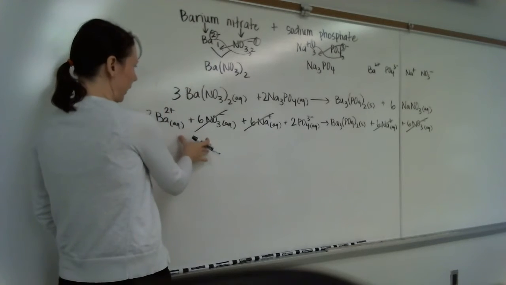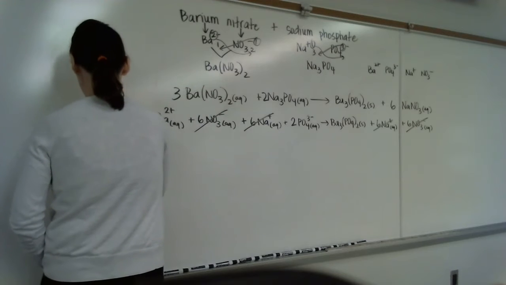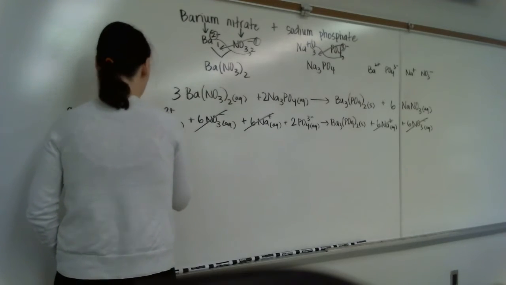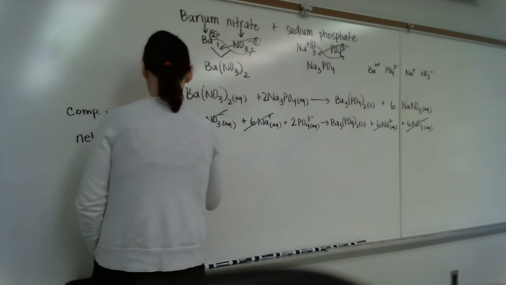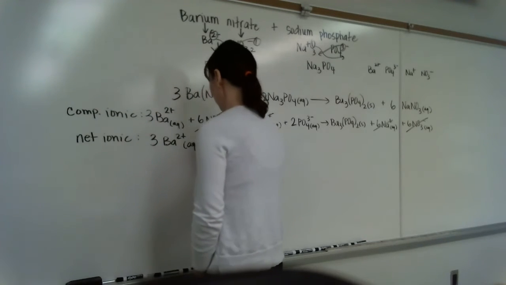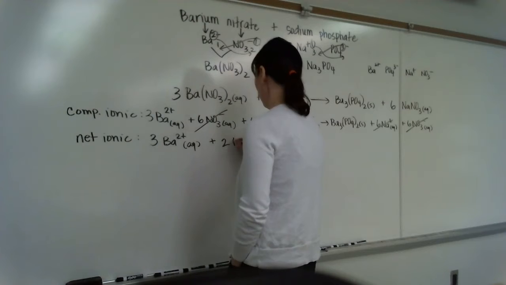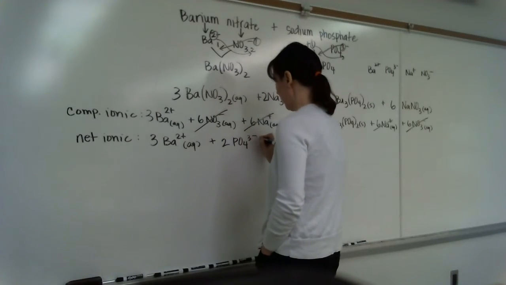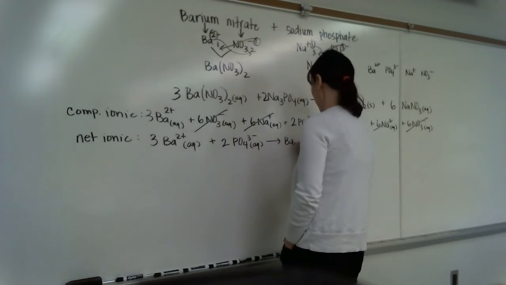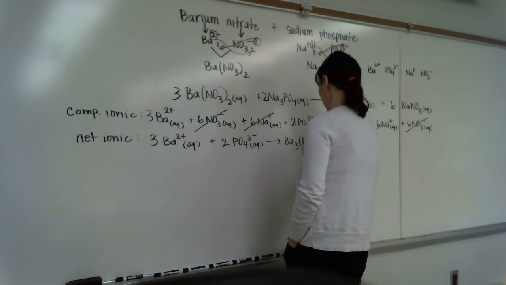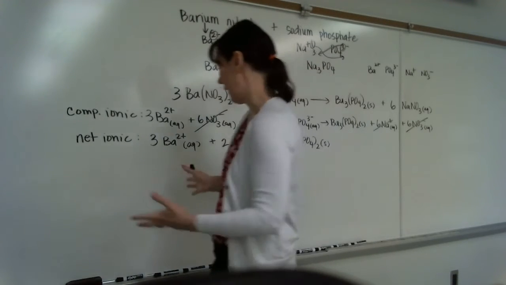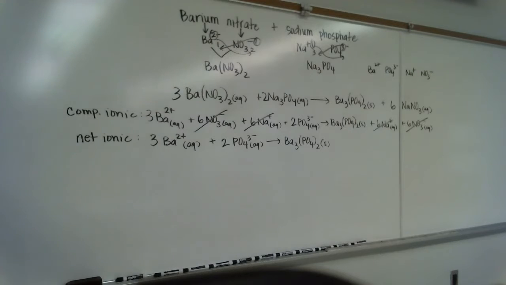What's actually taking place is represented by the net ionic equation. Net ionic is what you're left with. So 3Ba2+ plus 2PO4 3- formed Ba3(PO4)2 solid. And that's what's actually taking place.